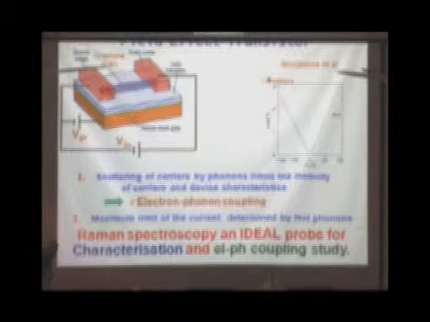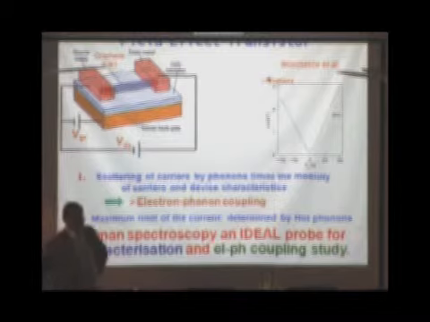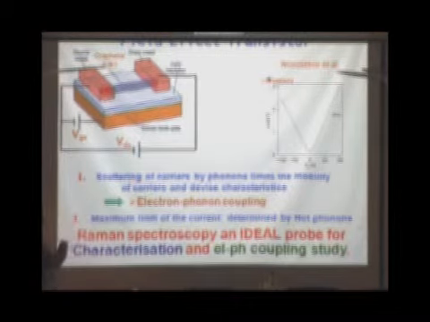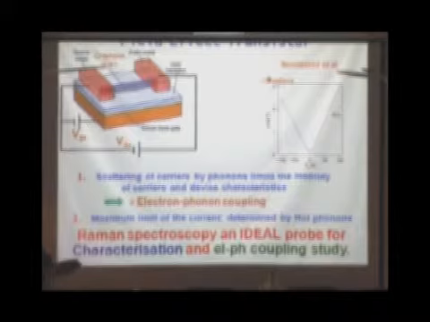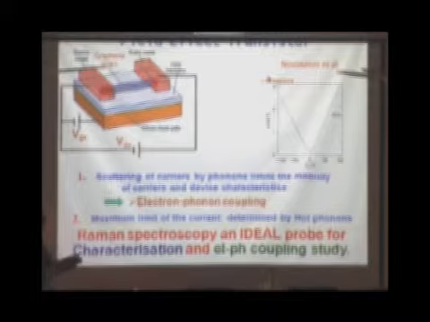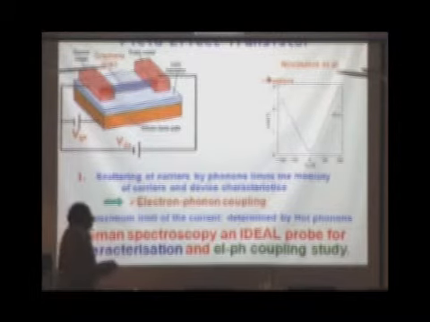Put it on a gate, which is SiO2, and apply the gate voltage. So it's a three-terminal device where you control the conductivity of graphene using the gate voltage. This is the off state and this is the on state. This is called hole doping, this is called electron doping. And here the voltages are about 100 volts.